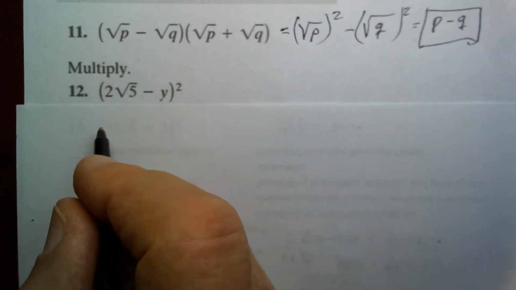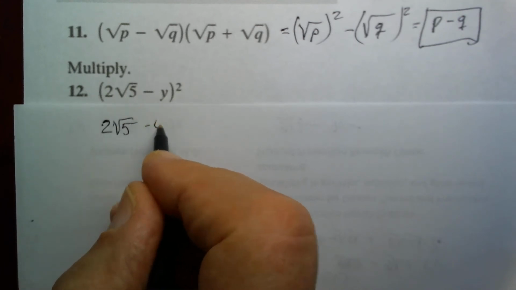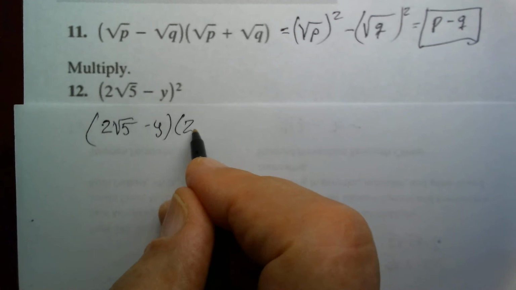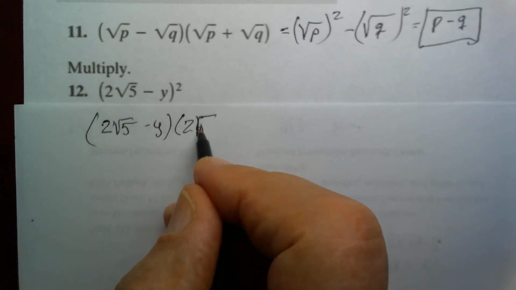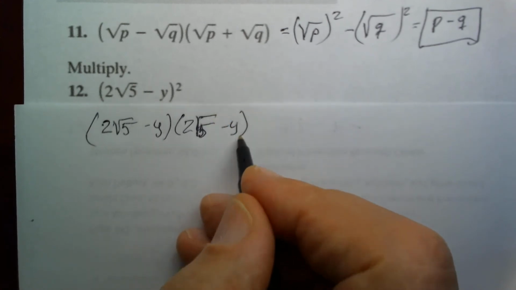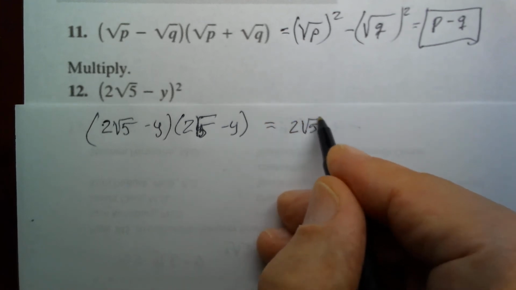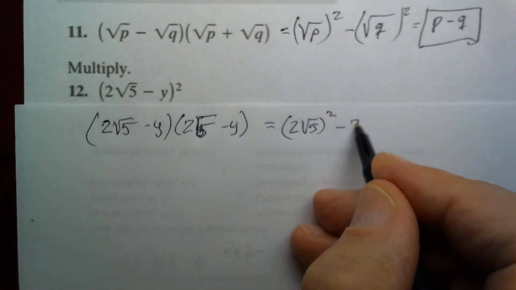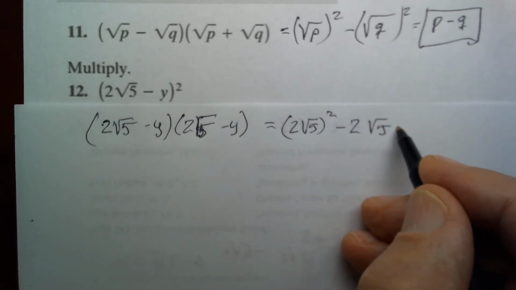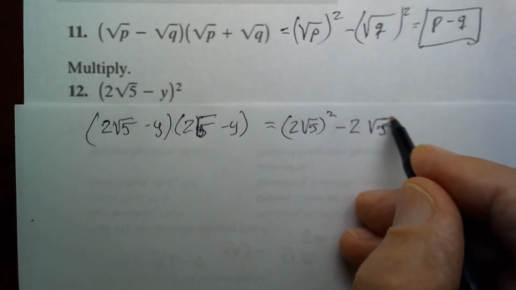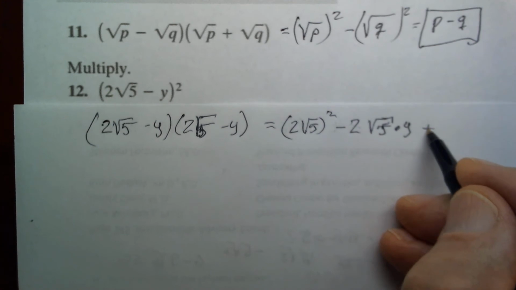Number 12 is really, we can write as 2 times the square root of 5 minus y times 2 times the square root of 5 minus y. And so it would be 2 square root of 5 squared minus 2 times square root of 5 times y, and then minus y squared, plus y squared.